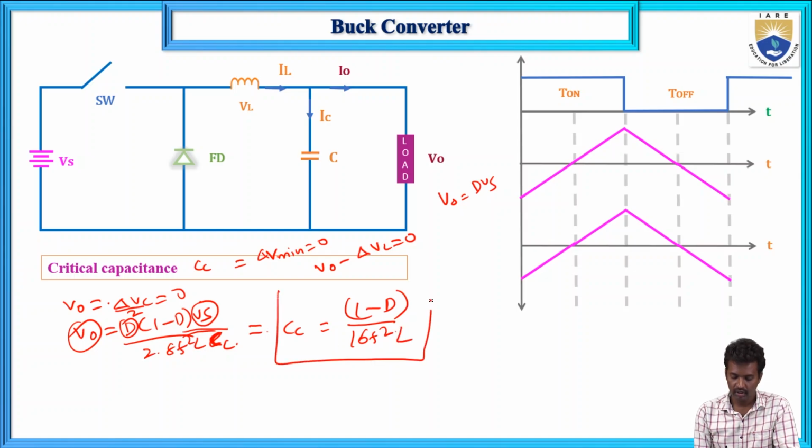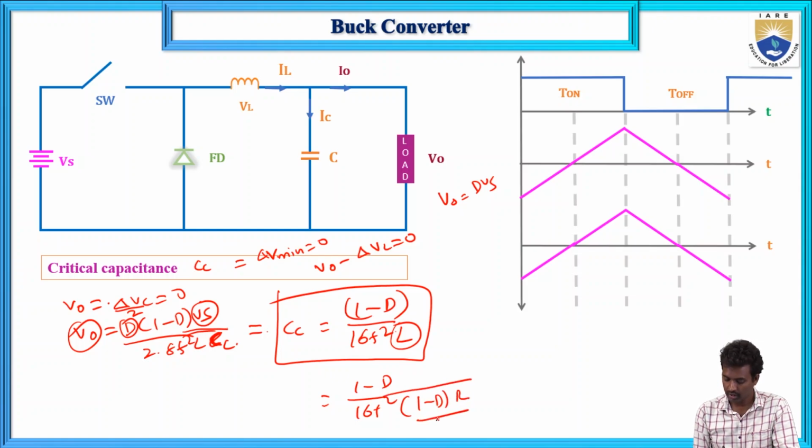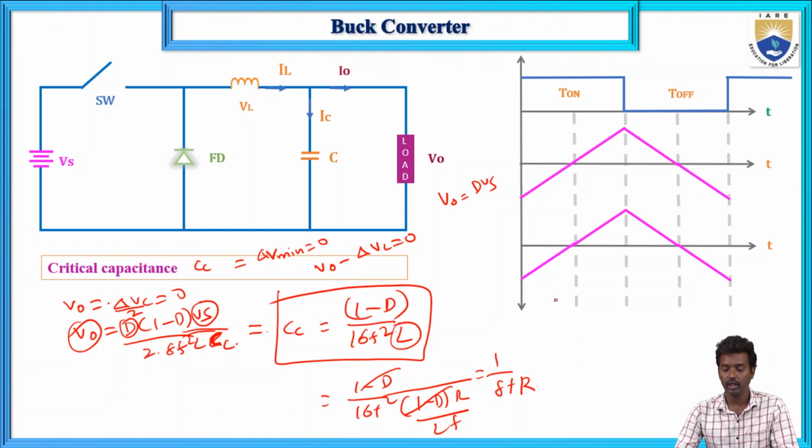So this is the case for critical capacitance. If you substitute, 1 by 16 F square, 1 minus D into R by 2 into F, this one gets cancelled, so it equals 1 by 8 F R. So this is the case for critical capacitance.